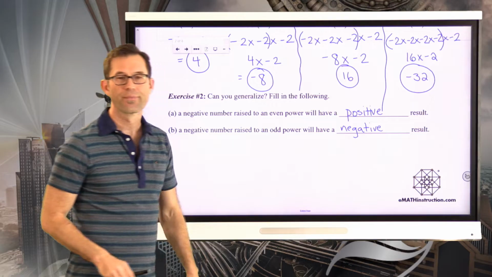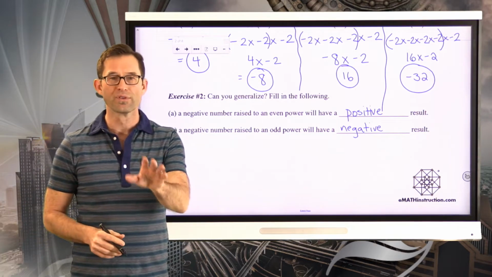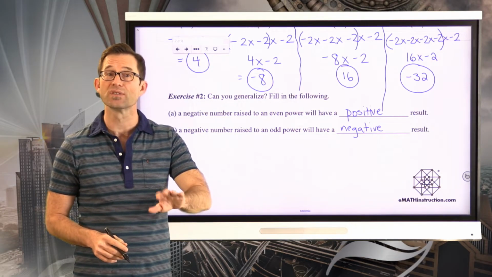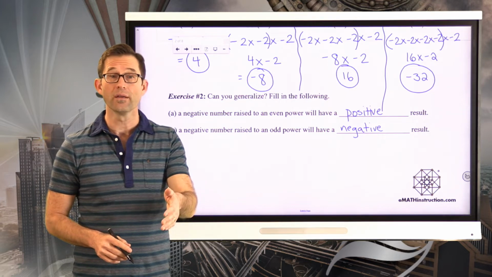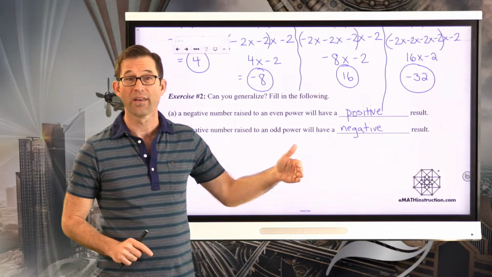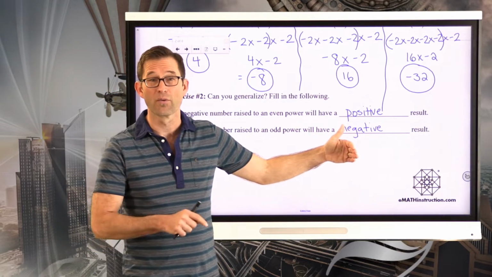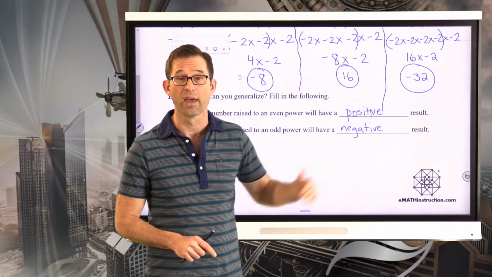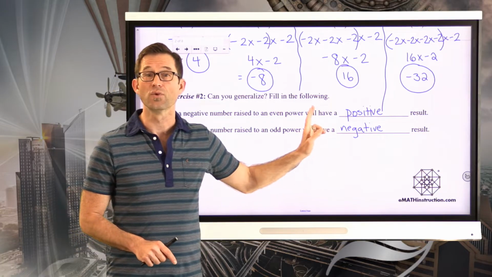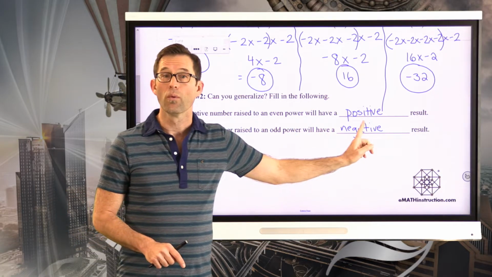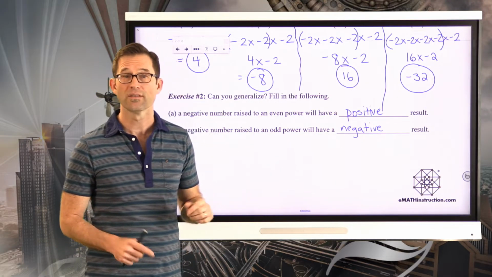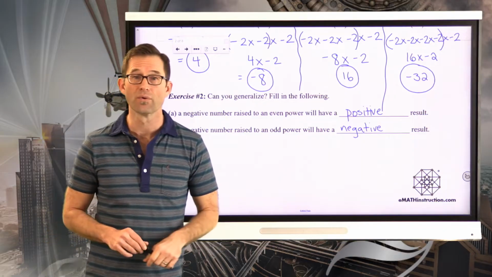Every time you multiply a result by a negative, it takes the previous result and changes its sign. If the previous result was negative, then multiplying a negative by a negative would give you a positive. Then if you multiplied that positive by a negative, it would give you a negative. Then if you took that negative and multiplied it by a negative, it would give you a positive again. And that's why we get this pattern. Anytime we take a negative number and raise it to an even power, the result will be positive. Anytime we take a negative number and raise it to an odd power, the result will be negative. It's kind of a cool thing about powers and negative numbers.